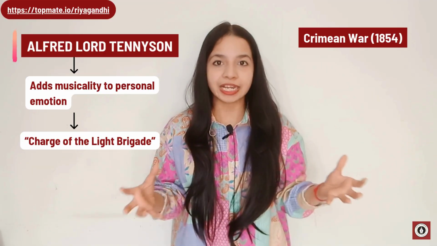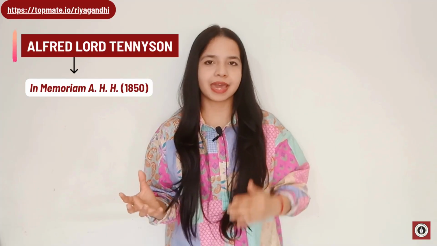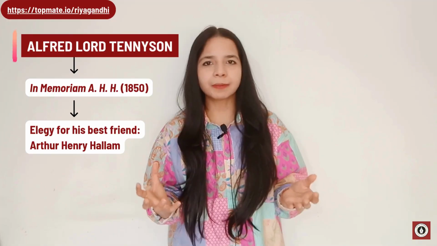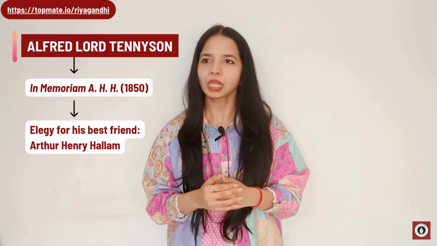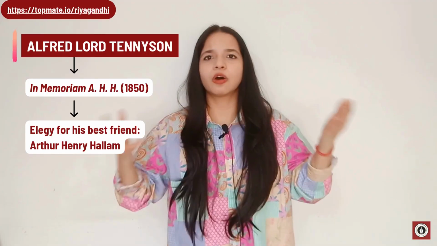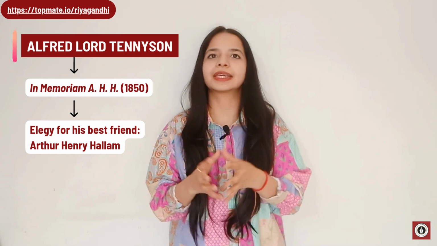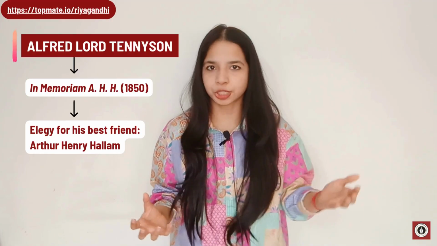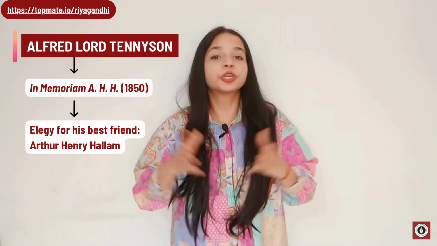And then there is his most critically acclaimed work, In Memoriam A.H.H. It is a deeply felt personal elegy that he wrote for his best friend Arthur Henry Hallam, who died because of a cerebral hemorrhage at a very young age, at just 22. Now, this poem is beyond personal loss. Published in 1850, this entire work encapsulates faith, science, the meaning of life, especially when there is so much changing around us, right?